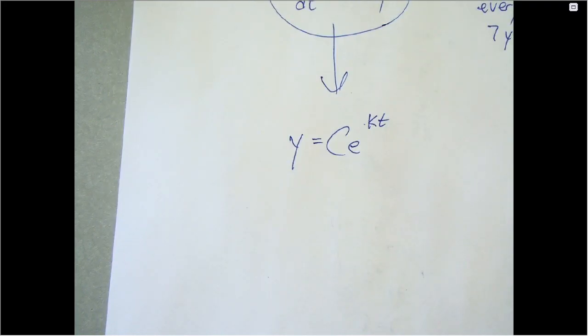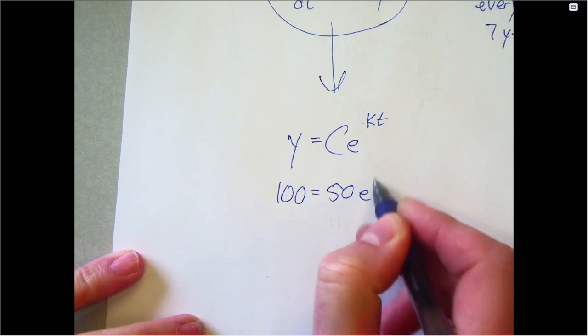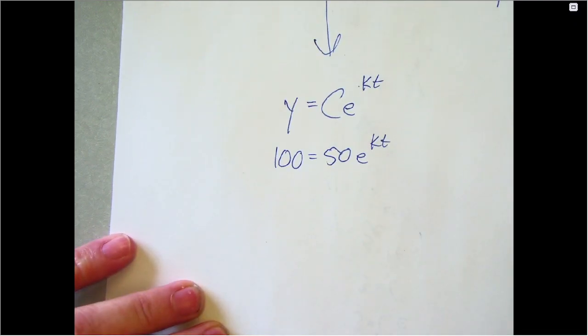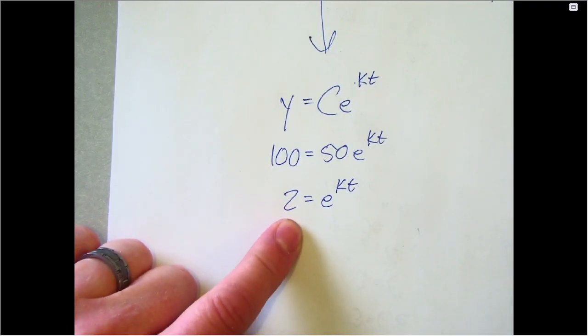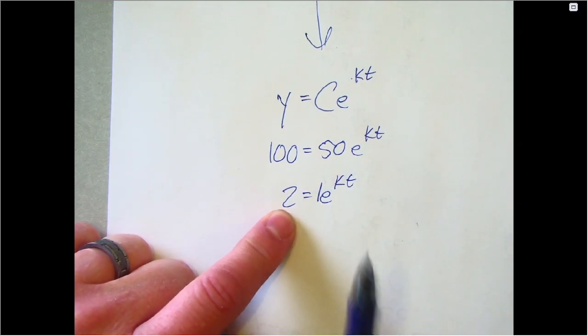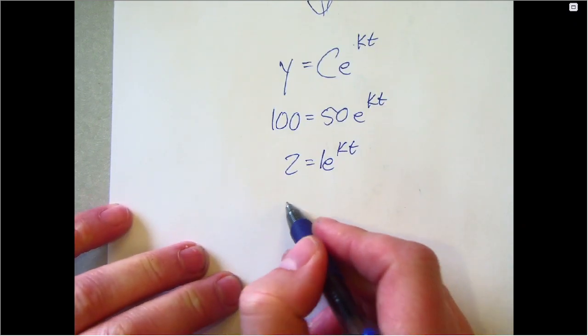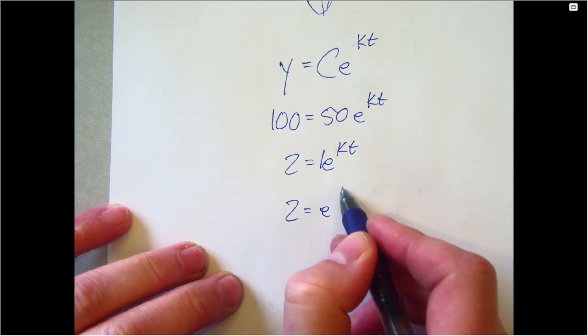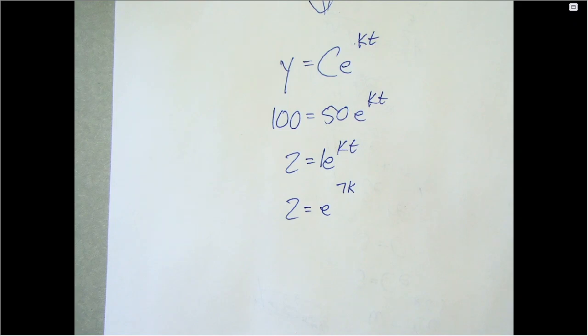You could make up numbers and say 100 equals 50 times e to the kt, and then divide it. Or you could just jump to this and be like, well, I know it's supposed to double. And really, this is still representing doubling also. It's just saying we started with 1, and we're going to double. And then t is 7. So it's 2 equals e to the 7k.